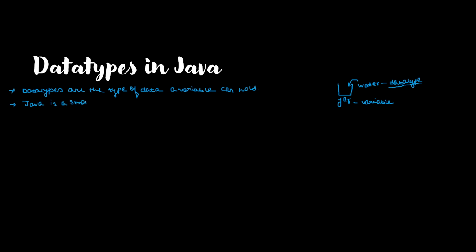You should keep this in mind. Java is a strongly typed language. What does this mean? It means that every variable that you declare, every expression that you create, any mathematical expression, they all need to have a data type. And that data type would be again checked for its type compatibility.